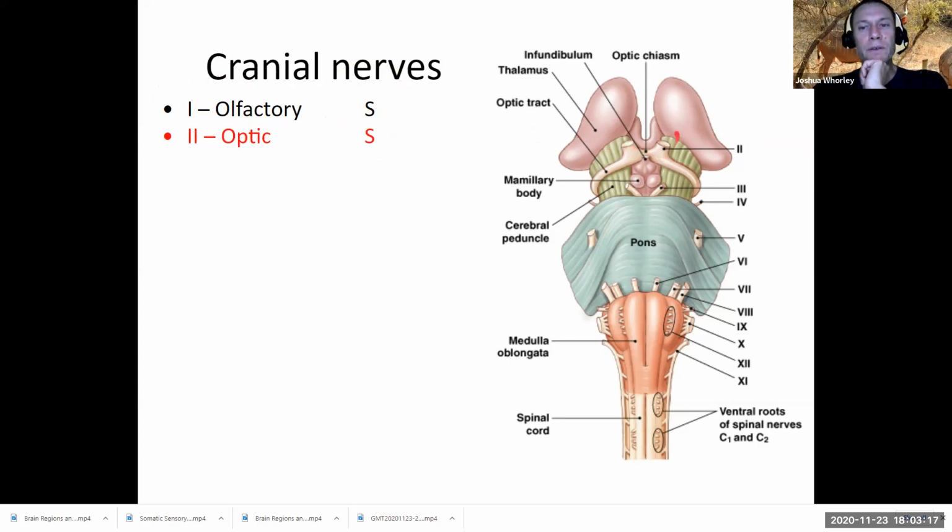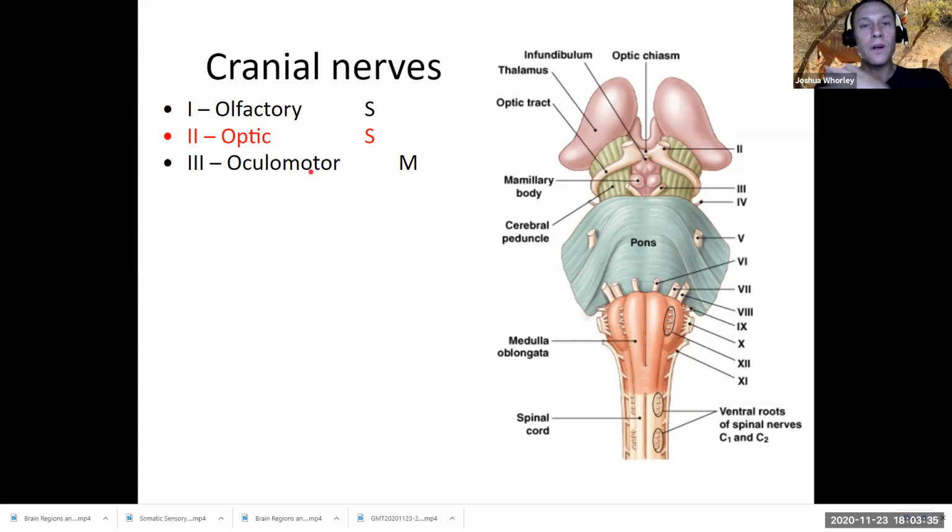Then behind that, we have the optic nerve. Here you can see the optic nerve. It actually crosses. So the optic nerve is carrying sensory information from the retina of your eye back to your midbrain and then to your cerebrum for more advanced processing. So the optic nerve is a purely sensory nerve, purely carrying sensory information.